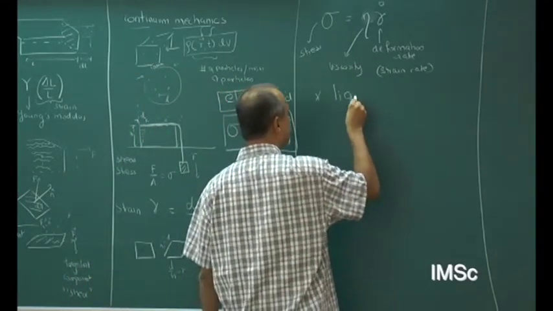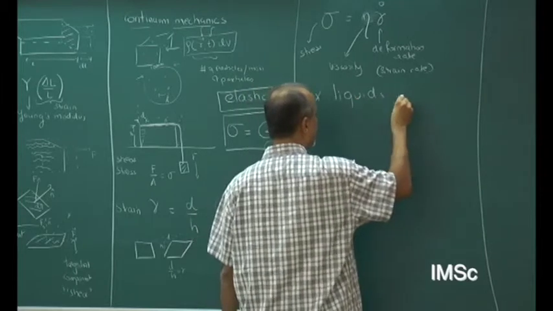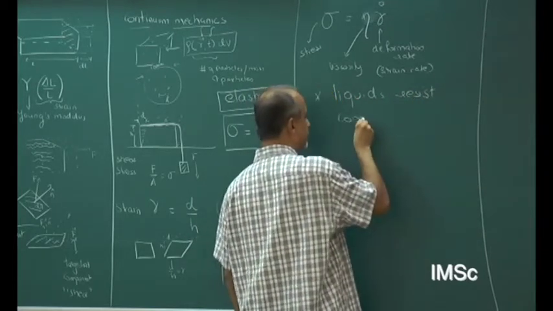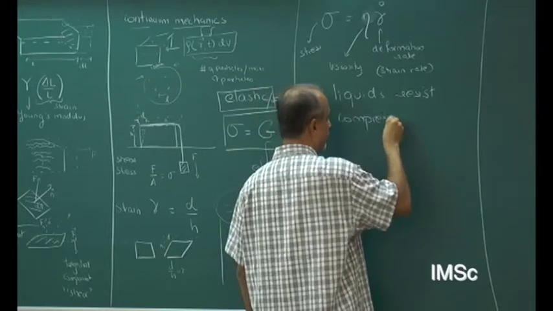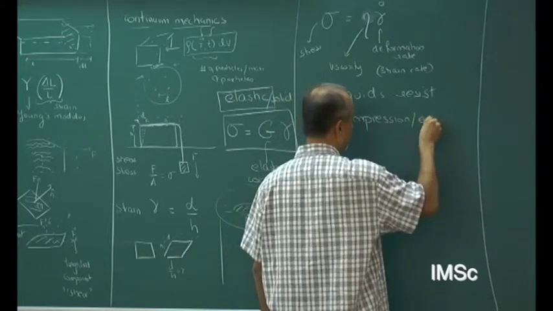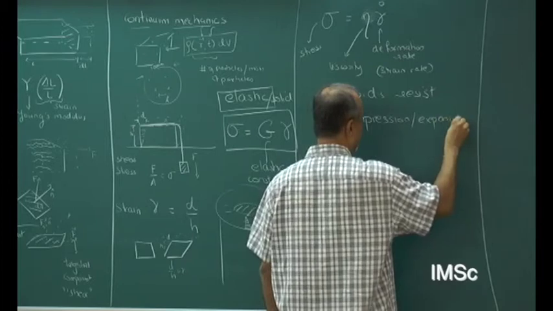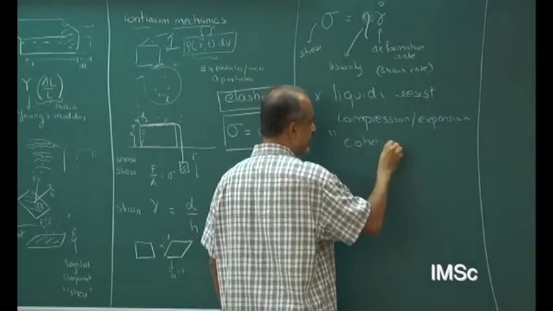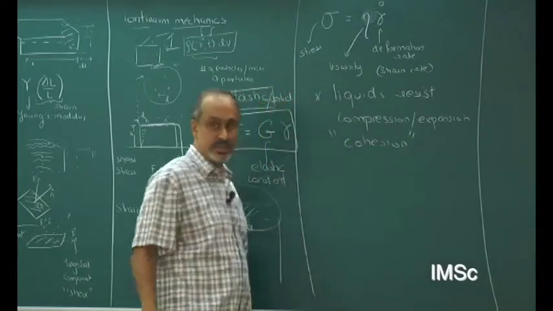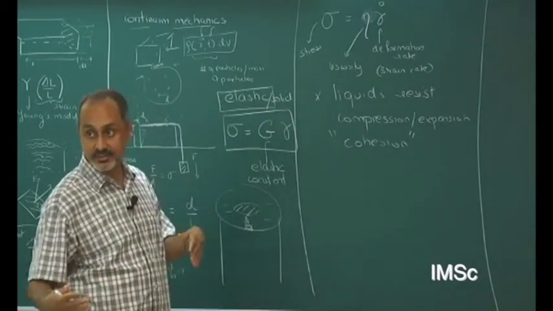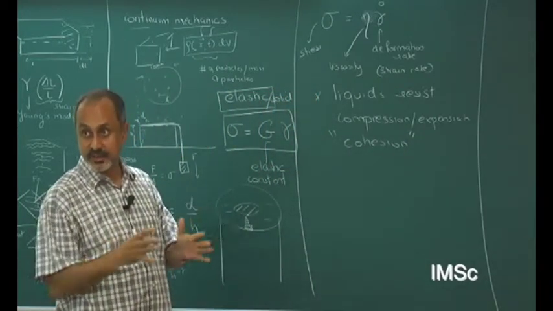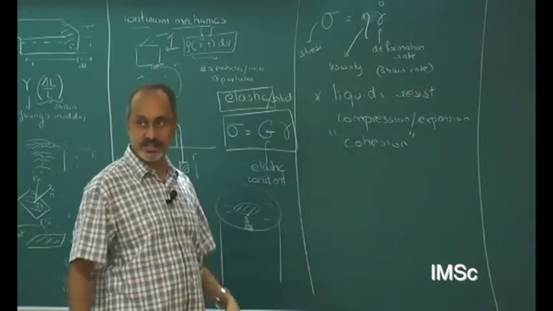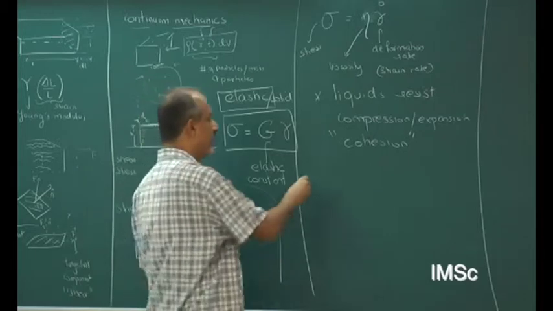So again, liquids resist compression or expansion. Liquids exhibit the property of what is called cohesion. Its molecules like to be together. A gas is not cohesive, but in a liquid there is an advantage to the molecules being close to each other. So they resist both compression and expansion. There is a preferred density to the liquid.